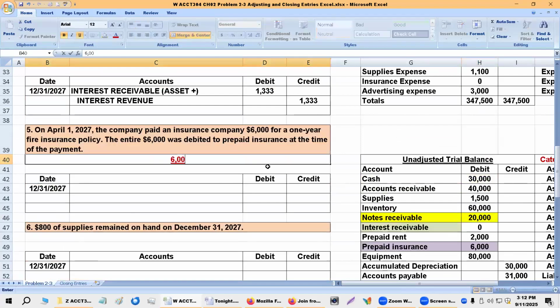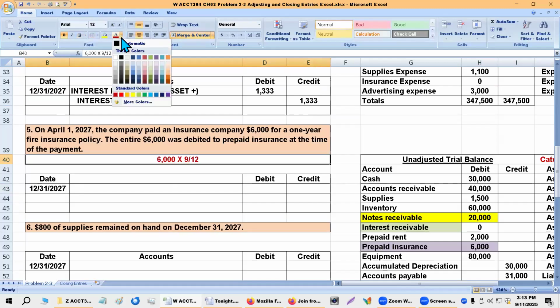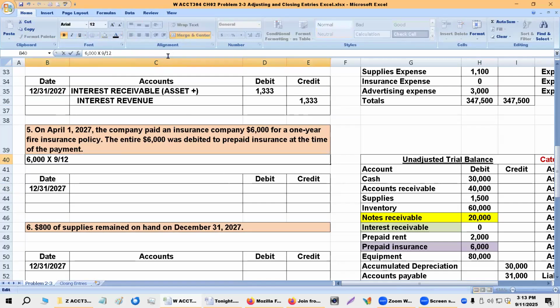6,000. It's 9, and then divided by 12. Yeah, I should be able to do that in my head. $4,500.